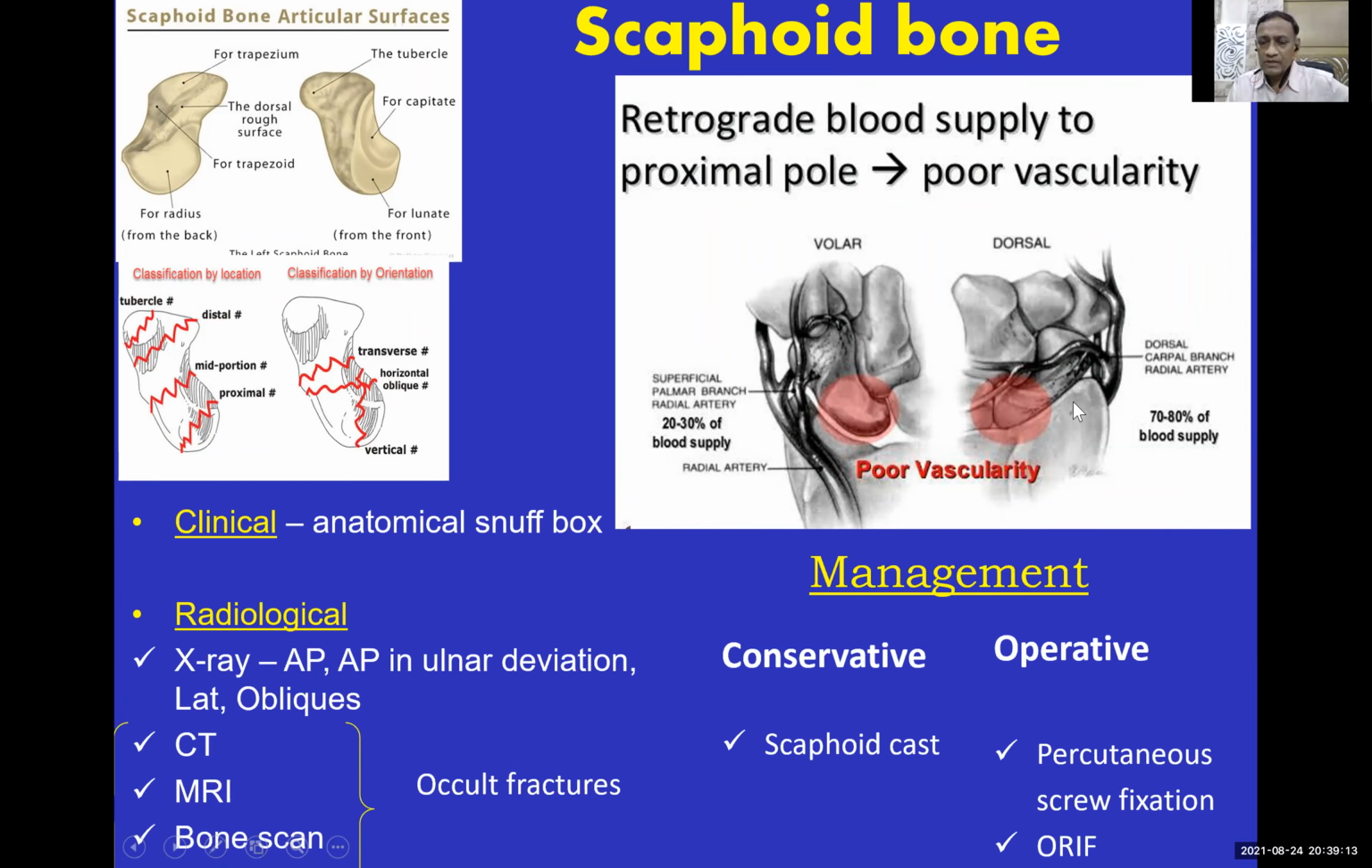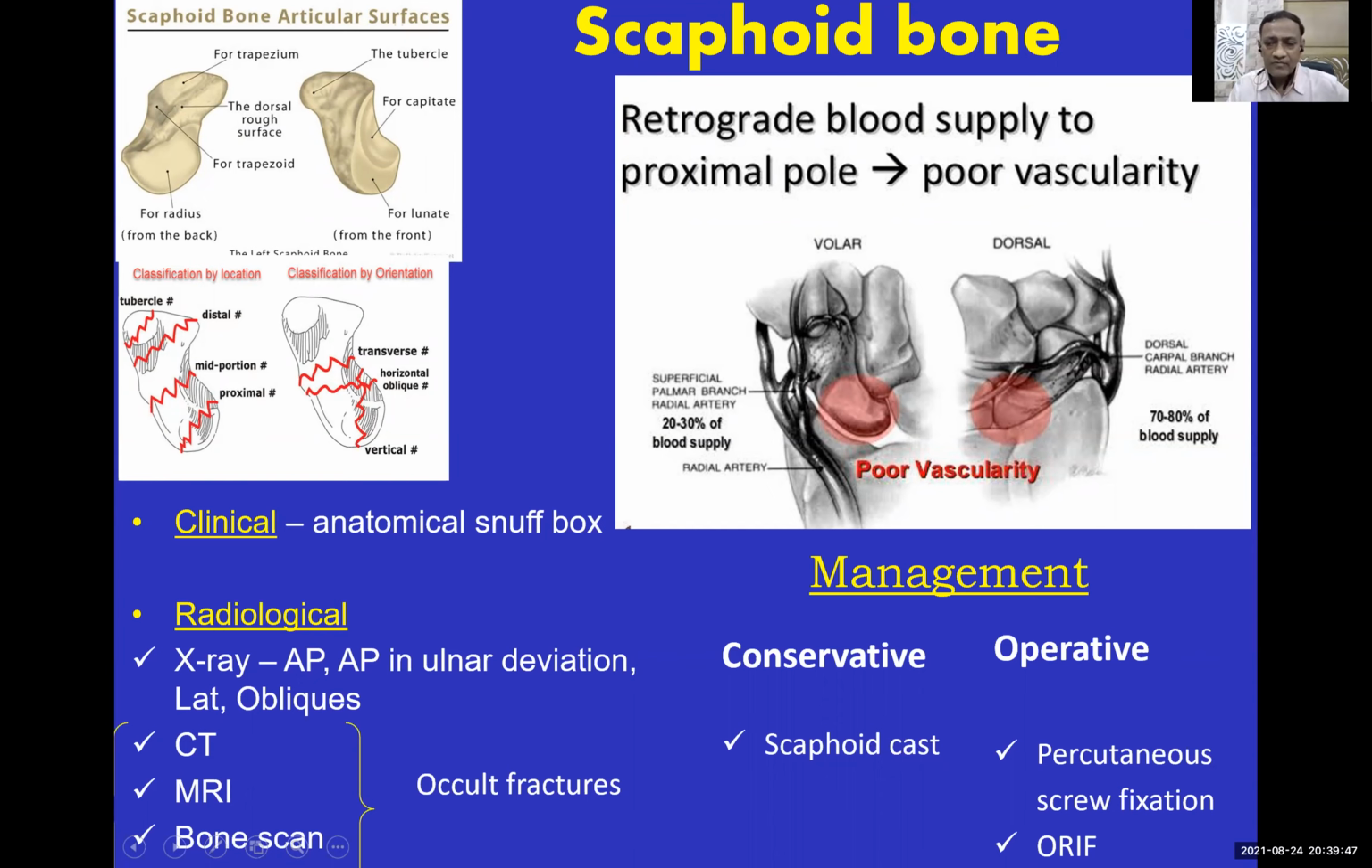There are two major blood supplies. From the dorsal side, that is the dorsal carpal branch of the radial artery, 70 to 80% of the blood supply comes from the dorsal artery. Then the volar side is about 20 to 30%, and this is the branch of the superficial palmar branch. That's why, if you want to do open surgery, you should go from the volar side, so that the blood supply from the dorsal side is preserved. And these are the different questions that can be asked in your examination.